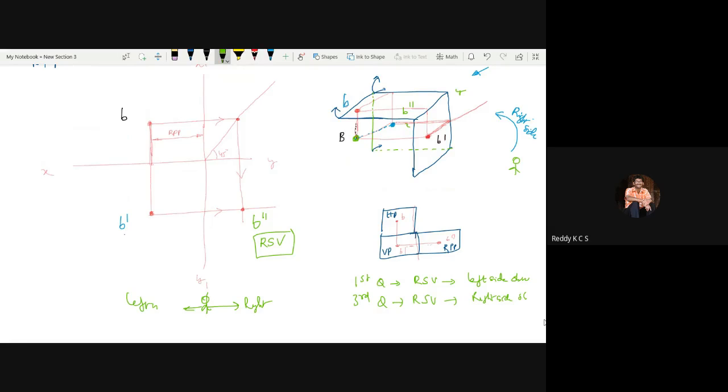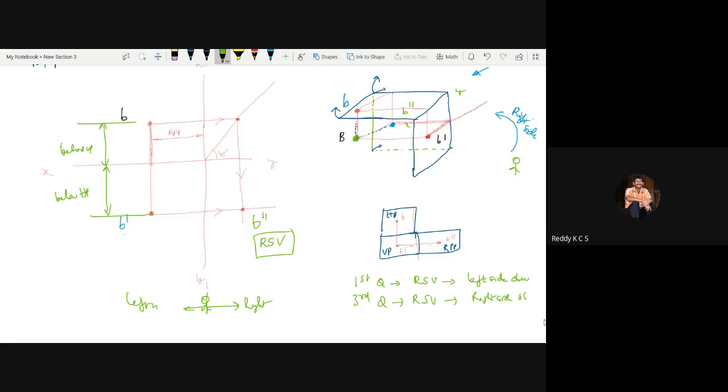Is it clear now? Of course, these distances are nothing but, what are these distances? It is nothing but below HP distance, and this is nothing but behind VP distance, and this is also behind RPP. We can say this is a behind RPP distance.